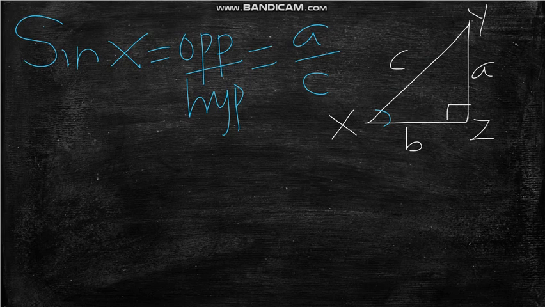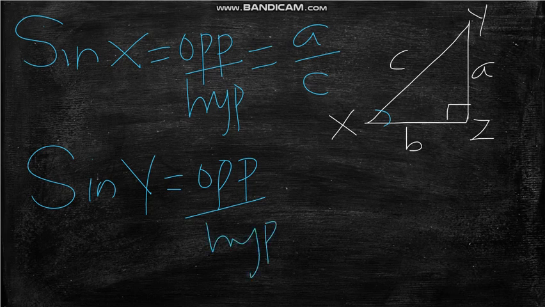But what of sine y? Remember, it's the opposite over hypotenuse, right? But now there's going to be a little change. If we consider y, our opposite is what? Correct, B. Then our hypotenuse is C. So you can see the difference between the two because of the angle we are dealing with. For sine x, it's A over C, and for sine y, it's B over C. So take note of that. The opposite and the adjacent change depending on the angle we're looking at.